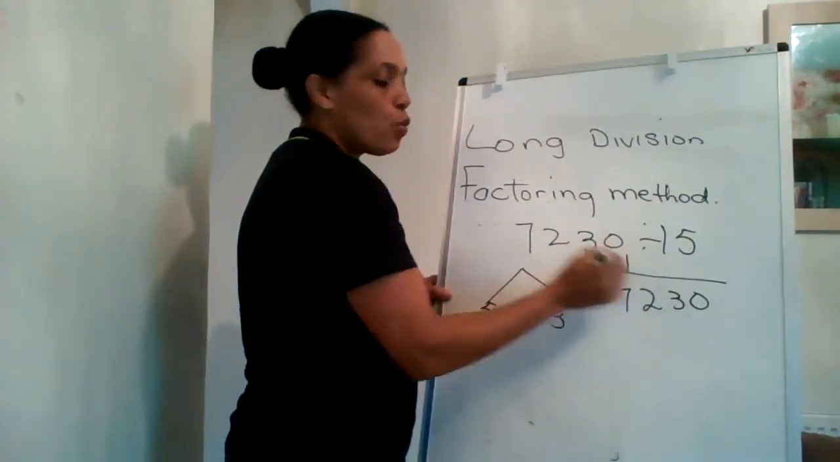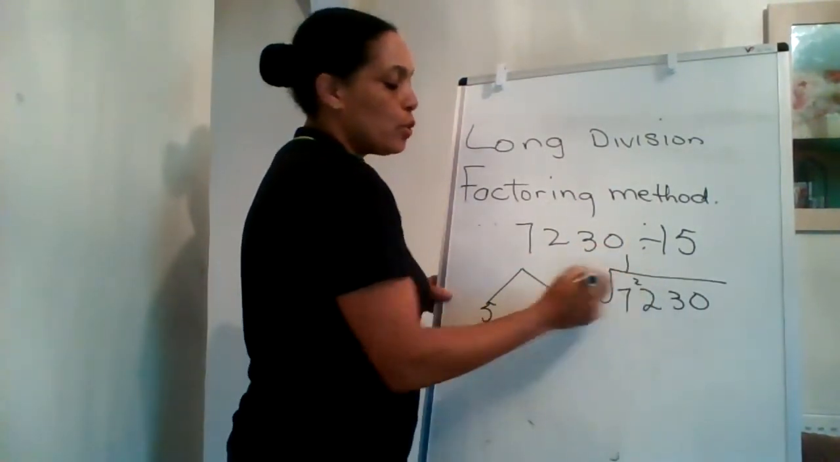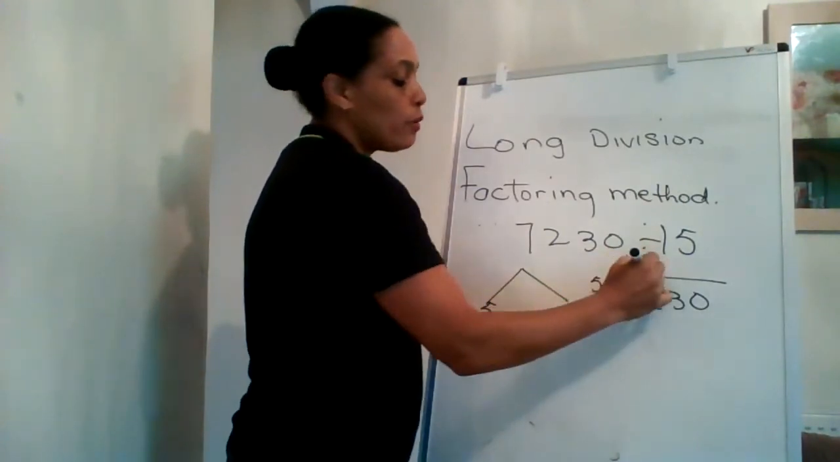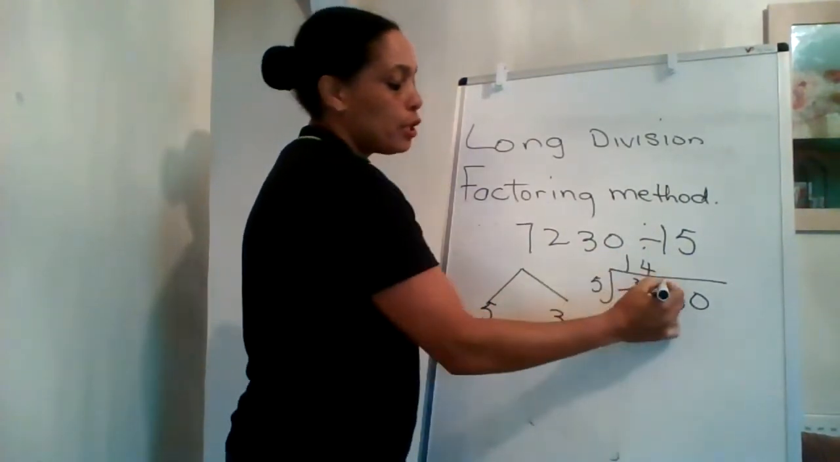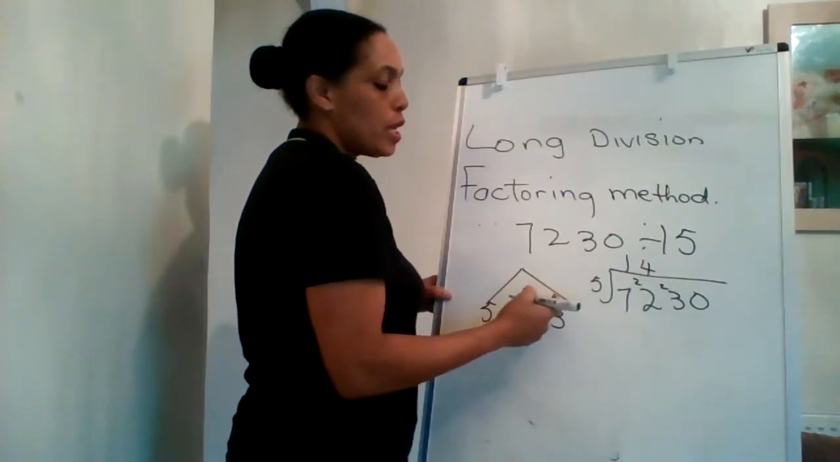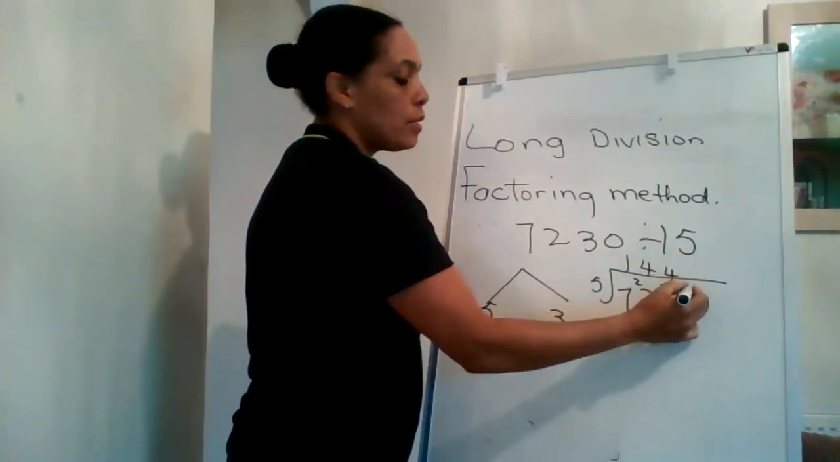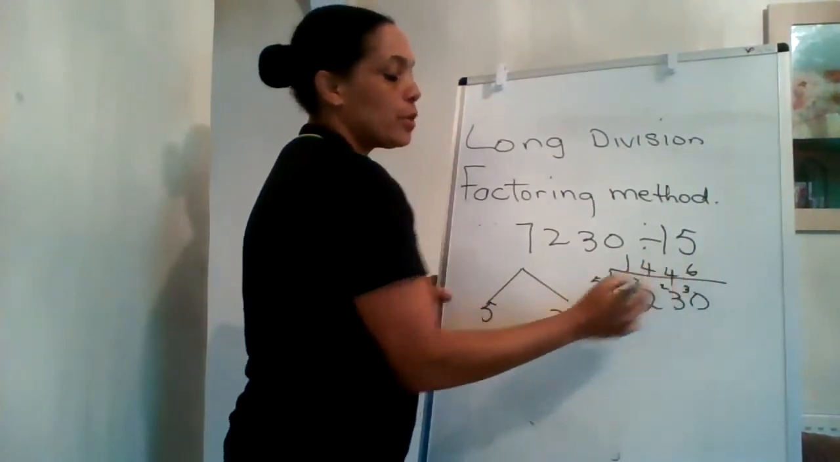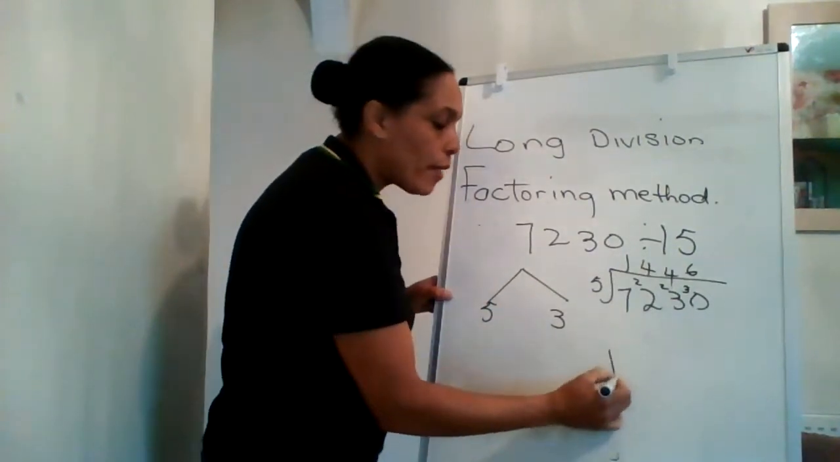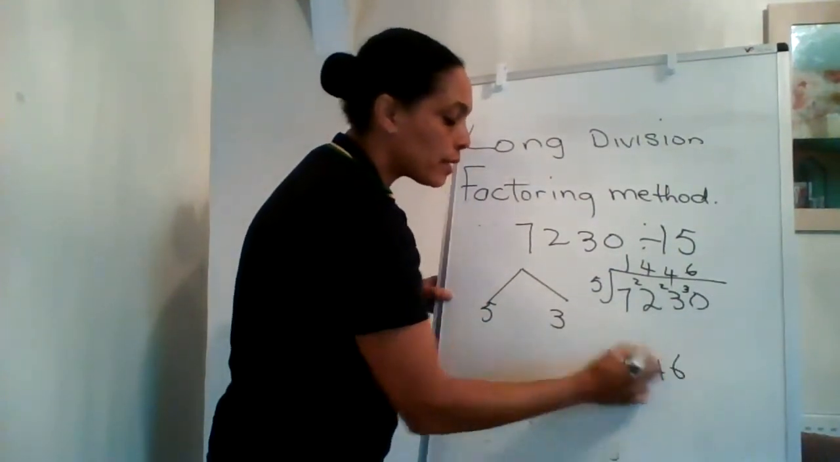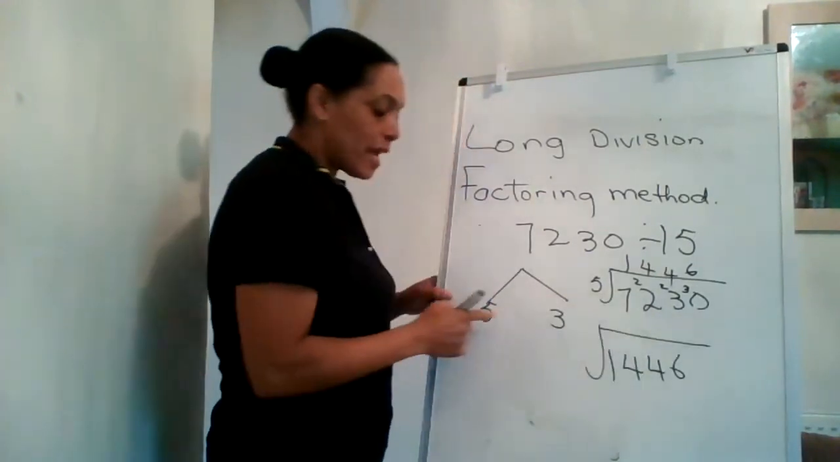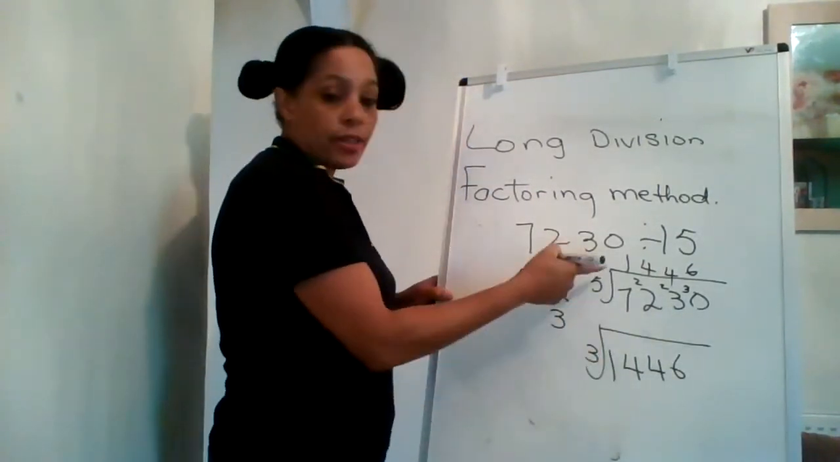5 into 7 goes 1 time, remainder 2. 5 into 22 goes 4 times, remainder 2. 5 into 23 goes 4 times, remainder 3. 5 into 30 goes 6 times. Now I have my 1, 4, 4, 6. I'm now going to use the next number, which is the 3, to divide that number.